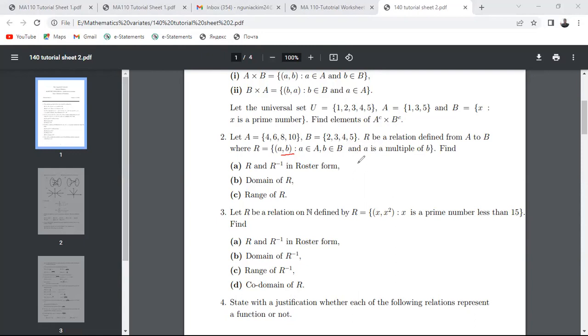What does that mean? For example, if I pick my a to be 4, 4 will pair with every number that can go into 4. So the first one will be 4, 2. 2 can go in 4. Then we can also have 4, 4, because 4 is a multiple of that. Then and so on and so on. So let's look at what we have. Very clear. So we can only pair multiples.